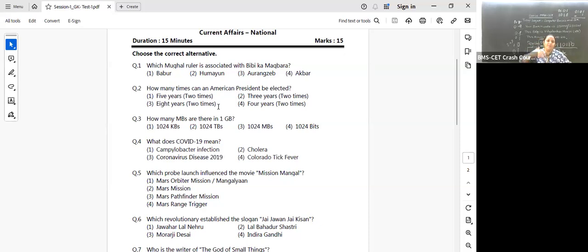You know, I have two categories of students. One online, one offline. Online wale bol rahe Aurangzeb. Offline wale bol rahe Akbar. It is Aurangzeb, yaar, not Akbar. Bibi ka Maqbara. Please. So this is how this kind of general questions can be asked.